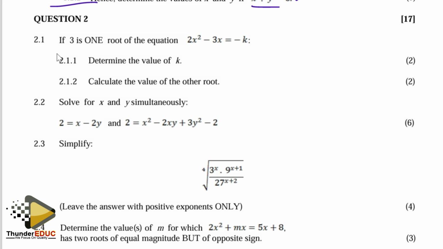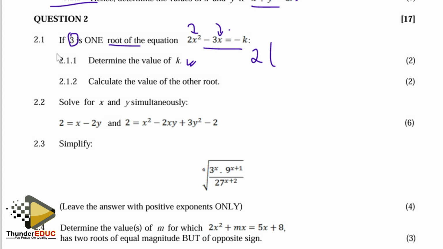Question number 2. If 3 is one root of this equation, they want us to determine the value of k. So one thing we know about roots is that for as long as we get this number and then replace it with x, the answer that we get must always be a 0, since we're talking about the x-axis, and then the y is always 0 for the x-axis.